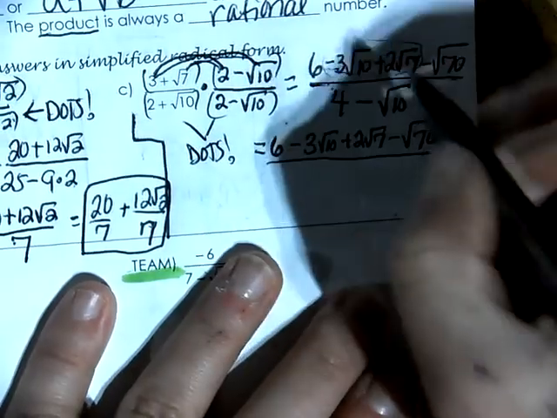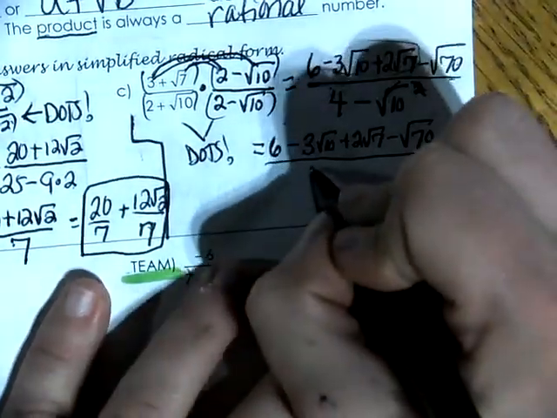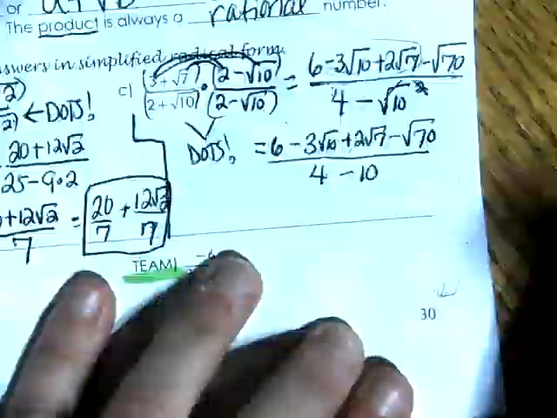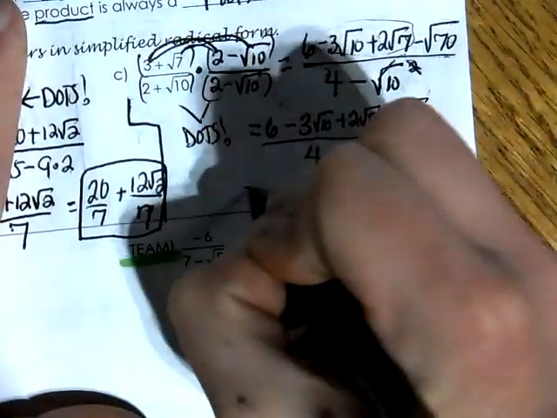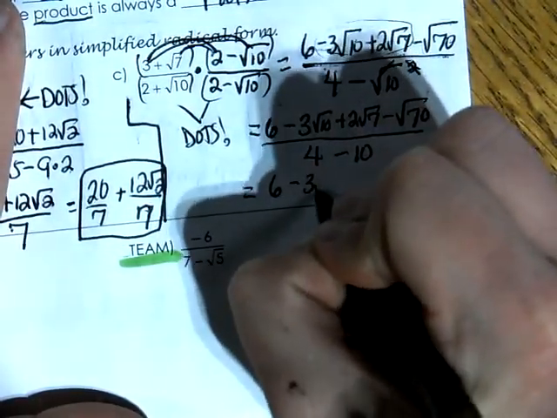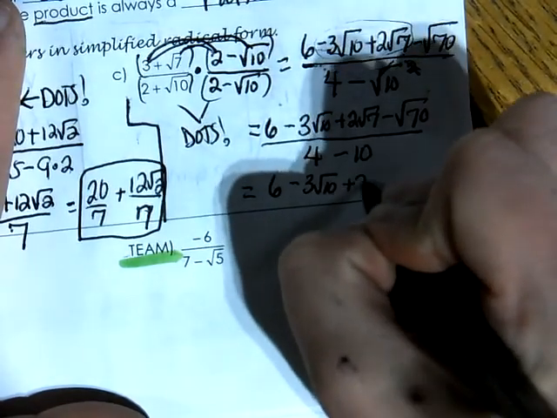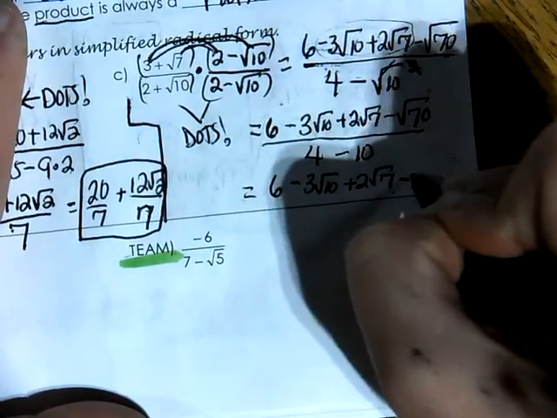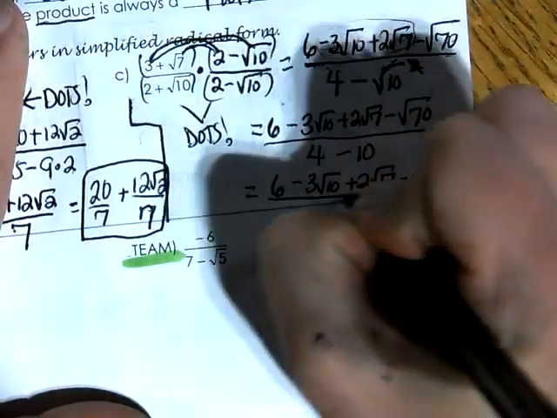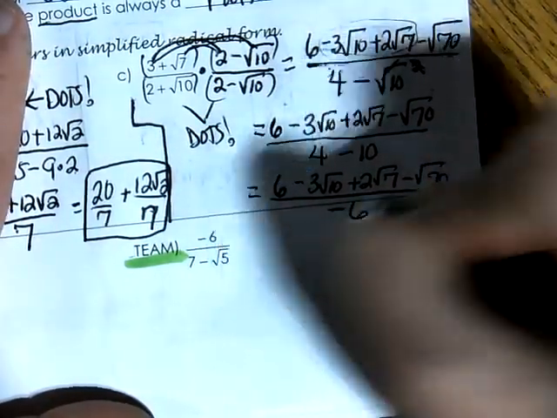So this is all over. The square eliminates the square root, leaving us with 4 minus 10. So my final answer is going to be 6 minus 3 times the square root of 10 plus 2 times the square root of 7 minus the square root of 70 all over negative 6.